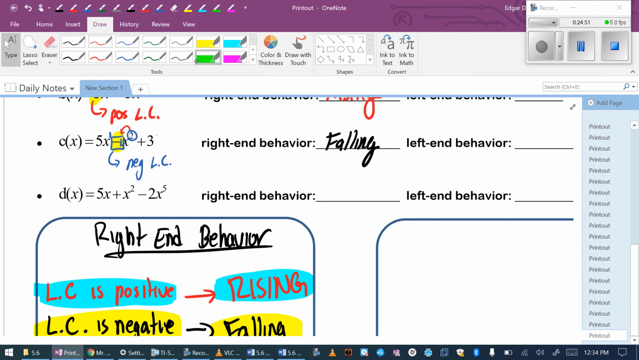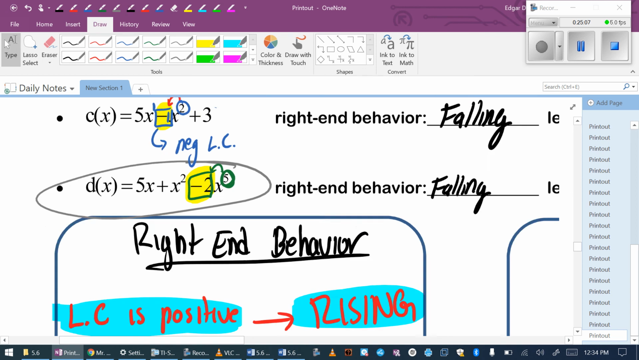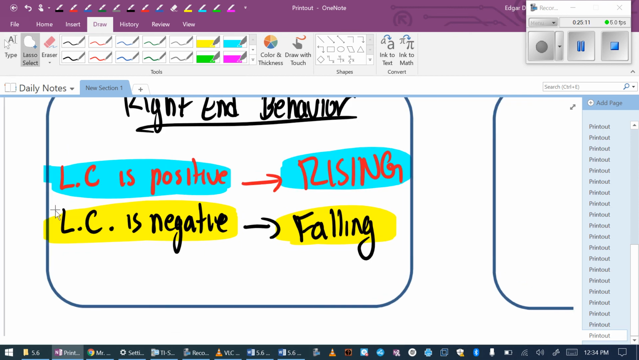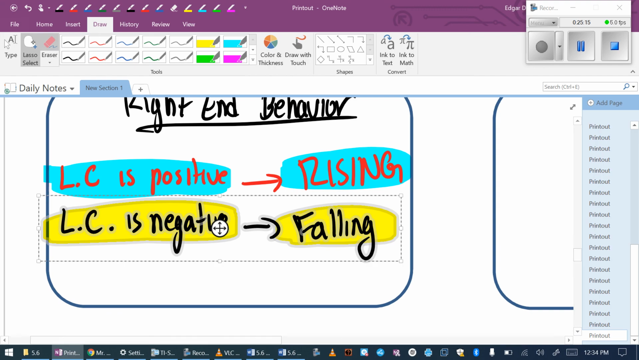Last thing, guys, for d of x, highest degree here is actually going to be this 5. So the number in front of that 5 is negative 2. Okay, so negative leading coefficient, again, guys, I am falling. Now, one thing I want to do, guys, before I move any further, actually, let me try that one more time.